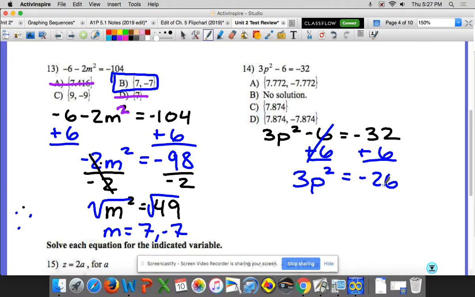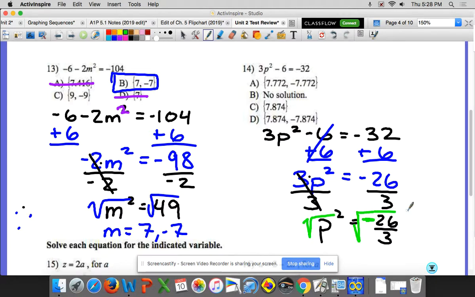Then, once again, we have 3p squared, so you are going to divide by 3. Those cancel out, and you get p squared. But there's something we have to pay attention to at this point: we are going to get -26 over 3, and if we divide that, we're still going to get a negative number. When it comes to a negative number and square roots, that is never a good thing, because that means no solution, because we cannot take the square root of a negative number. So anytime you have a square root and it's negative inside, your answer is always going to be no solution.